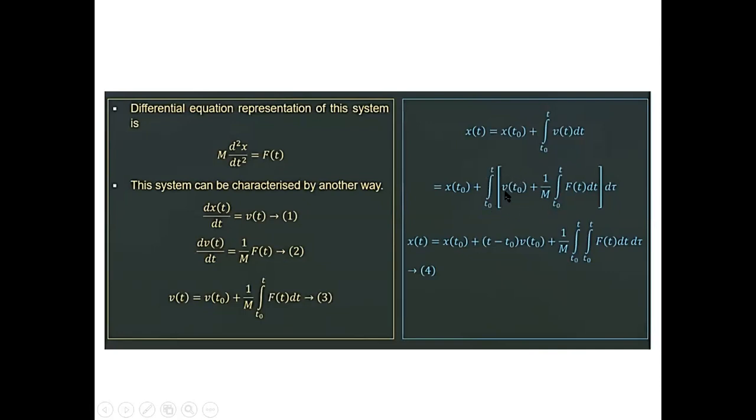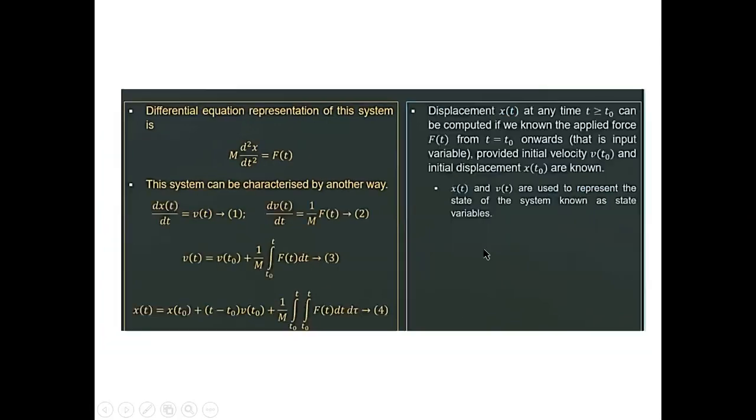So it is the fixed constant value, so we'll get t minus t0 to 0. So this is our equation number 4. So we got this differential equation and we got this solution for it, okay.